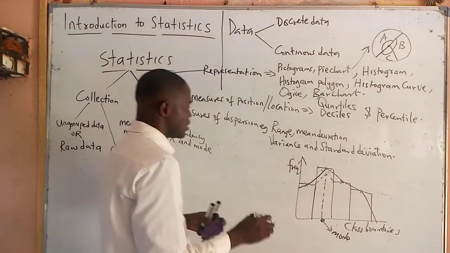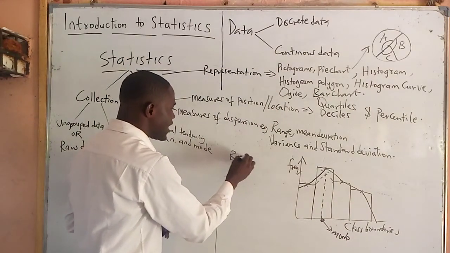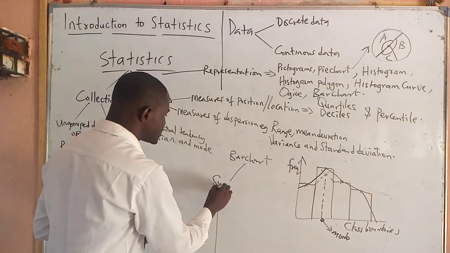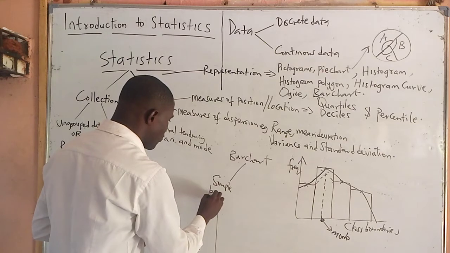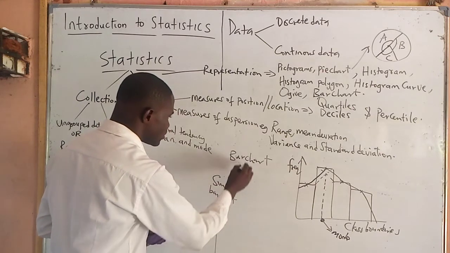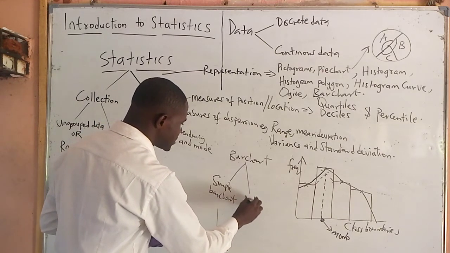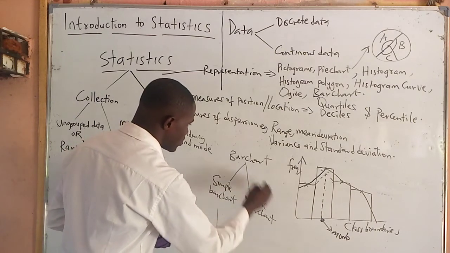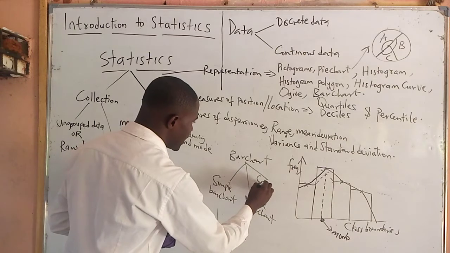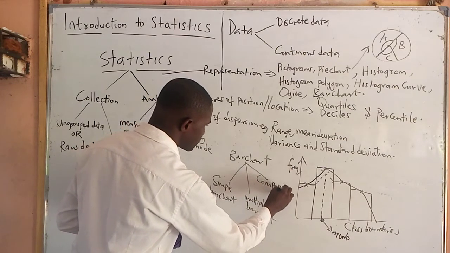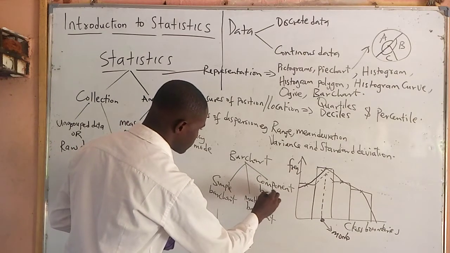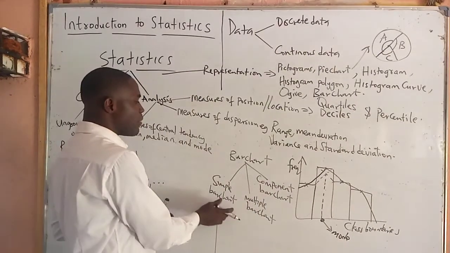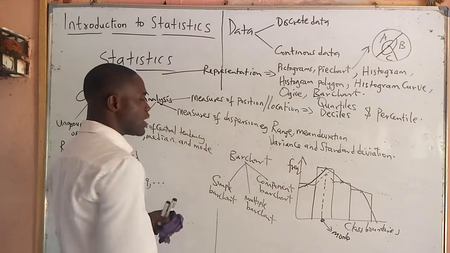Bar chart. Remember, bar chart is divided into three. We have the simple bar chart, multiple bar chart, and component bar chart. So they are divided into three: simple bar chart, multiple bar chart, and component bar chart.